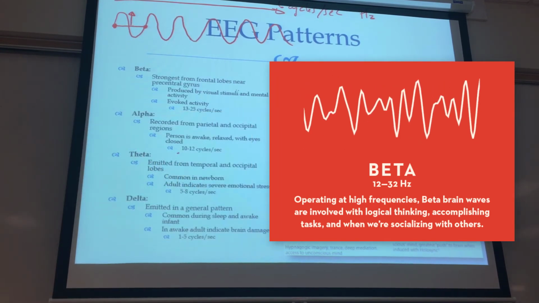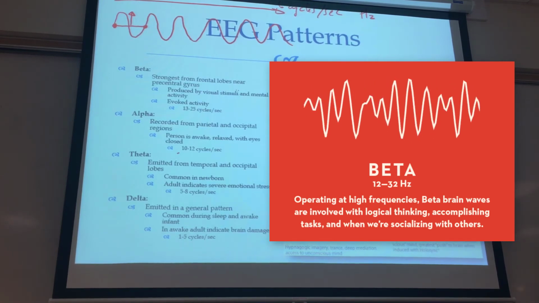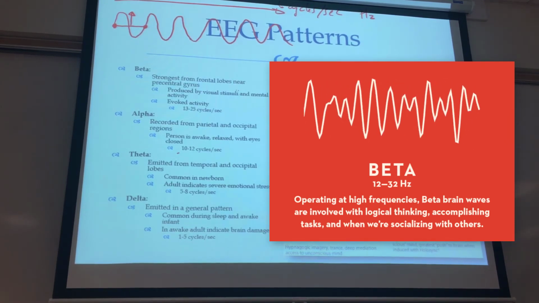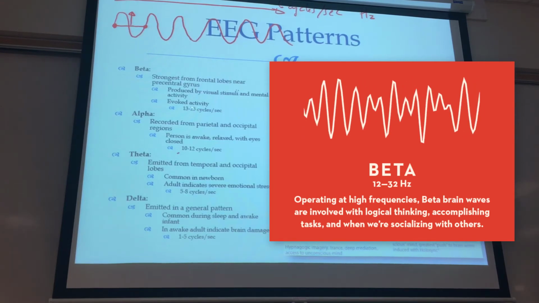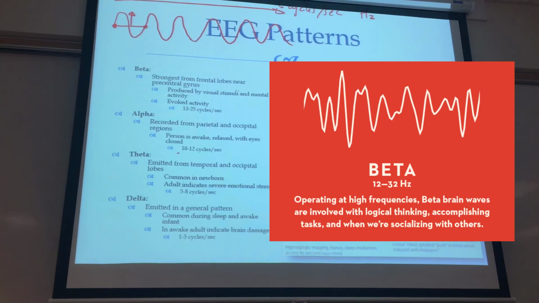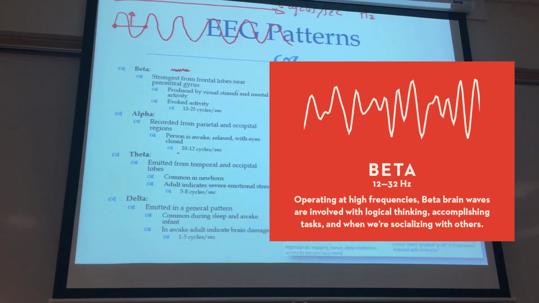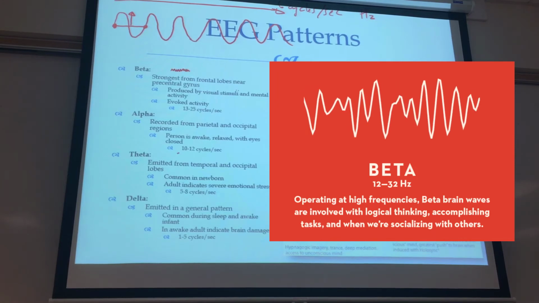If you were to take a look at how much activity there is, it's about 13 to 25 cycles per second. And for the purpose of the test, I'm never going to really ask you about the number of cycles per second. I just want you to get the general gist of it. So these waveforms are very small amplitude and fast.